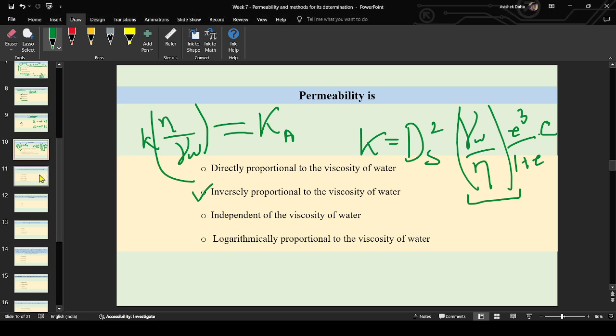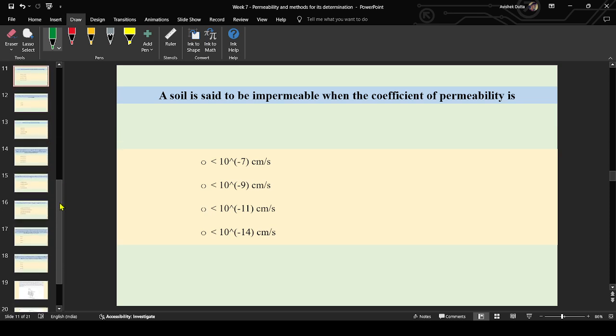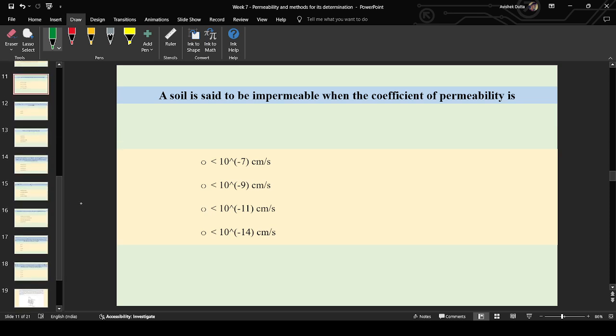Next question. A soil is said to be impermeable when the coefficient of permeability is... What is the answer? Which one is the correct option? Sir, the fourth one seems correct.